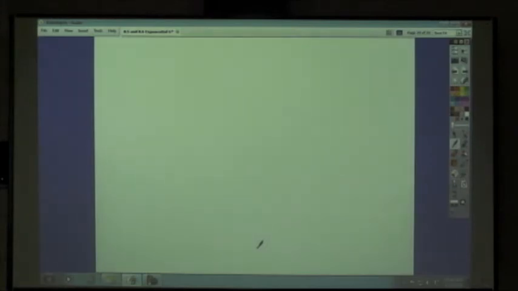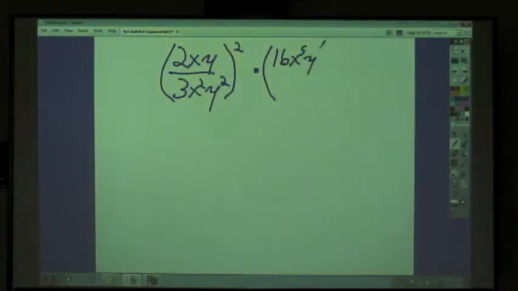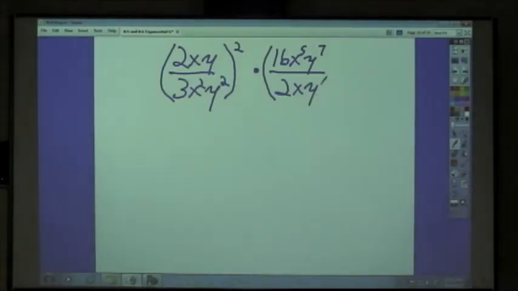Now, let's take a look at probably one of the more difficult problems that we do in this section. Let's say you have something like 2xy over 3x squared y to the 2nd, and you raise that to the 2nd power, and then you multiply that whole thing by another ugly fraction of, let's say, 16 x to the 5th, y to the 7th over 2x to the 1st, y times z.